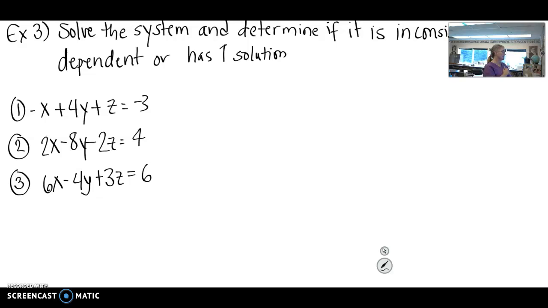Okay, for this example, let's decide if the system is inconsistent, dependent, or has one solution. So go ahead and pick one of the equations. I'm going to try to eliminate y, and I want you to do that in equations 1 and 2. So you're going to multiply equation 1 by 2, because then this will become a positive 8 right here, and the second equation has a negative 8, and the y will drop out. And we can also add equations 1 and 3 to eliminate y. So go ahead and do that while the video is paused, or pause the video, yeah.